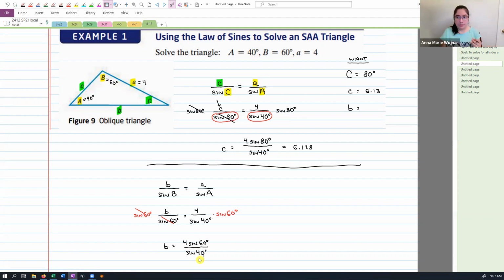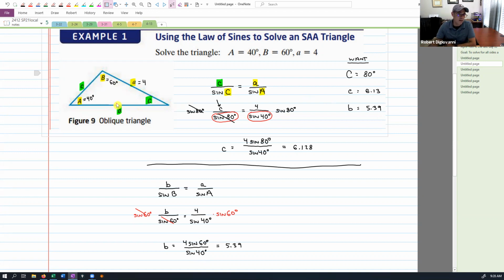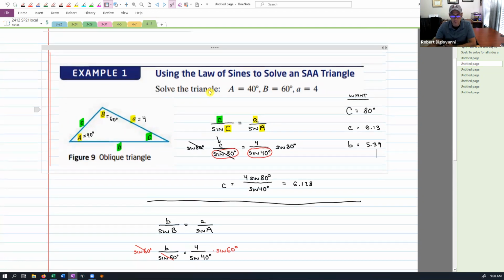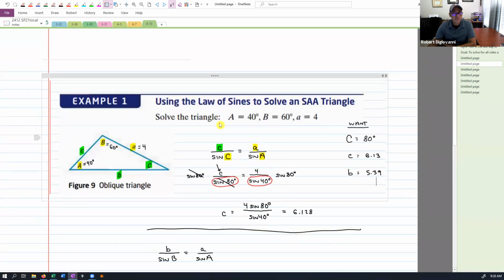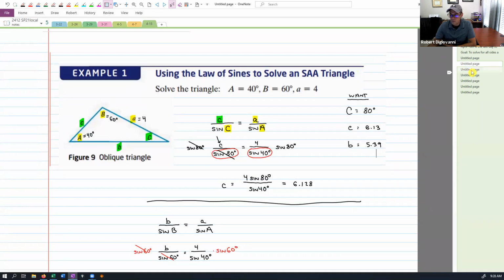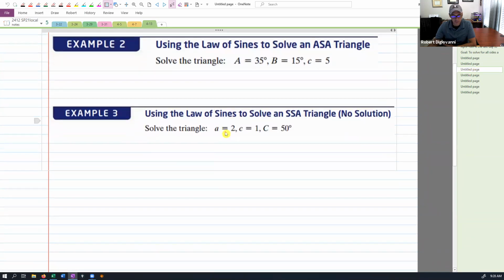5.39. Yeah, 5.39. We'll round it to 2 decimal places. So 5.39, and we are done. We have solved the triangle. We know all the sides. We know all the angles. And so we've completed the problem. Any questions on that? All right, good. Let's do another one.